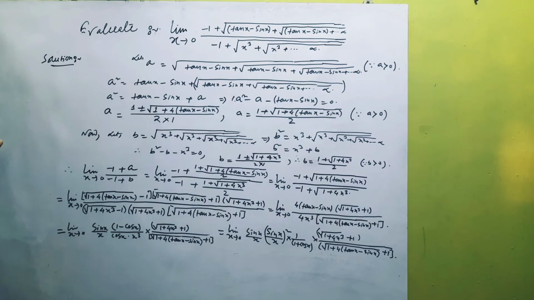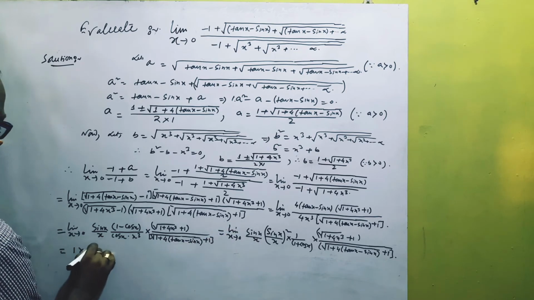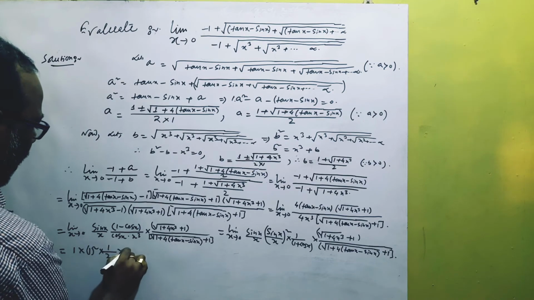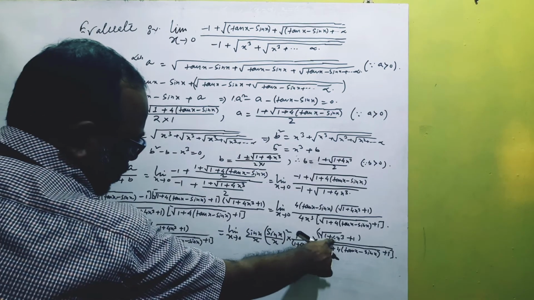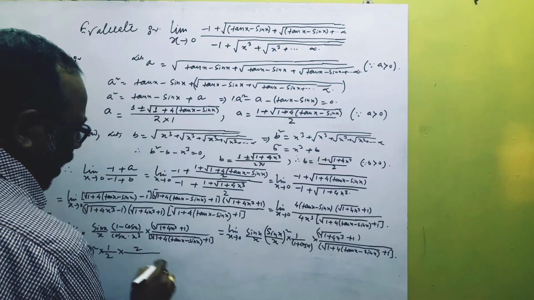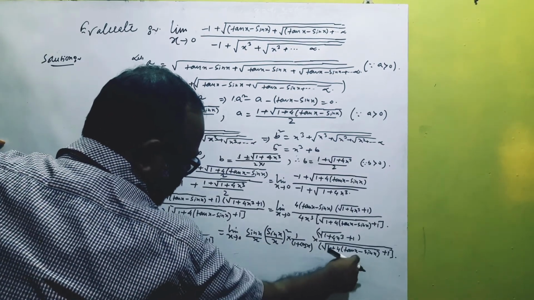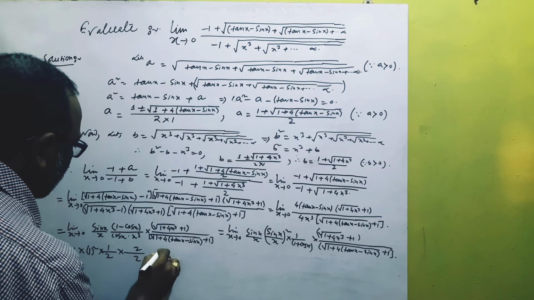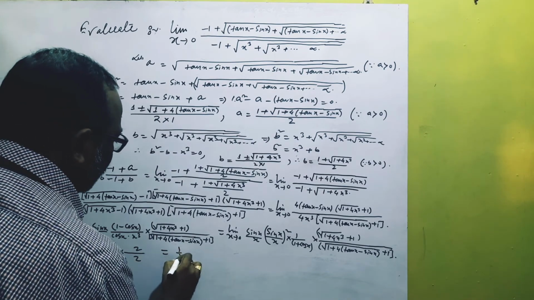Okay, so now apply the limit rule. Sin x by x is the standard formula. We got 1, and this is 1 squared, and this is 1 by 2, and if we put 0 here then we got 2, and the same if we put 0 here, this is 0, this is 1 + 1, 2 here. Okay, so we got the answer, that is half.